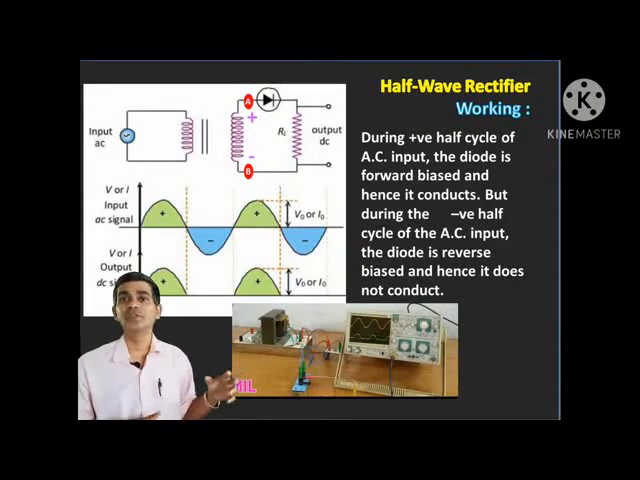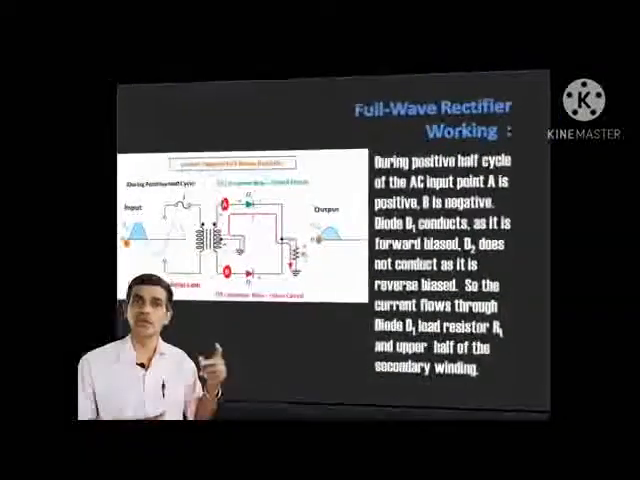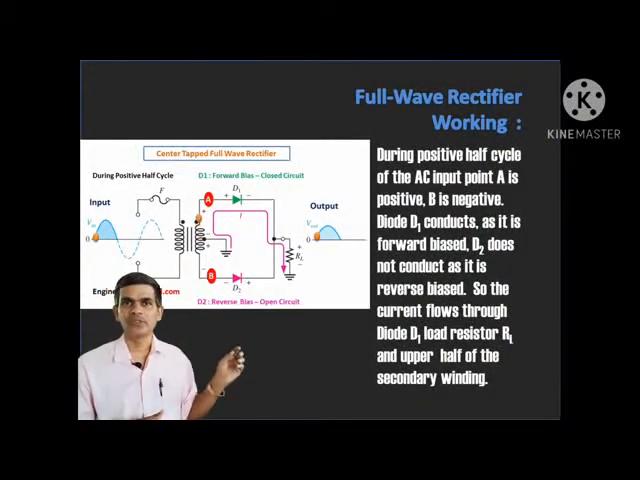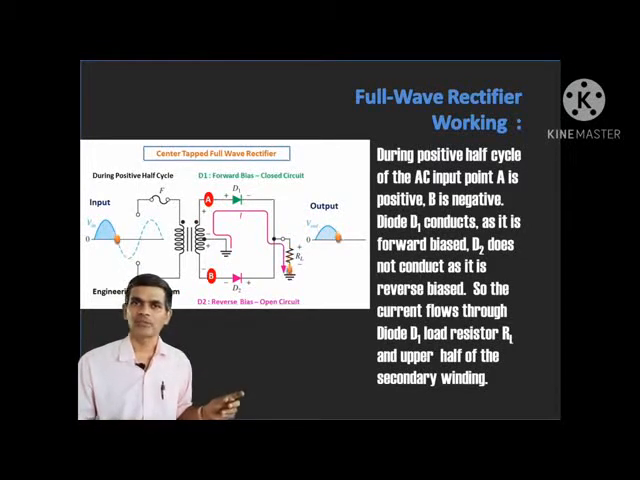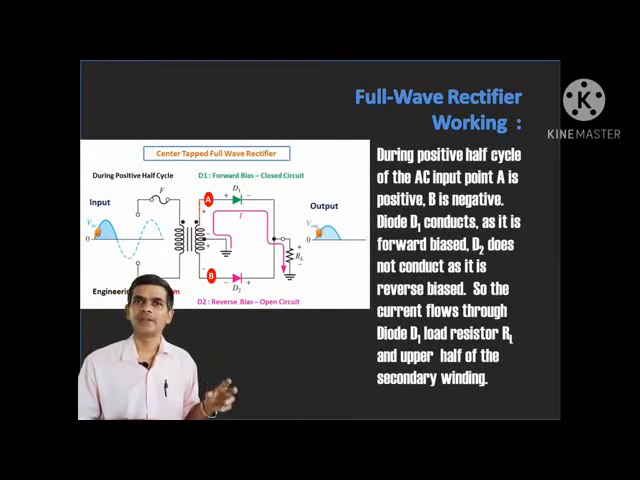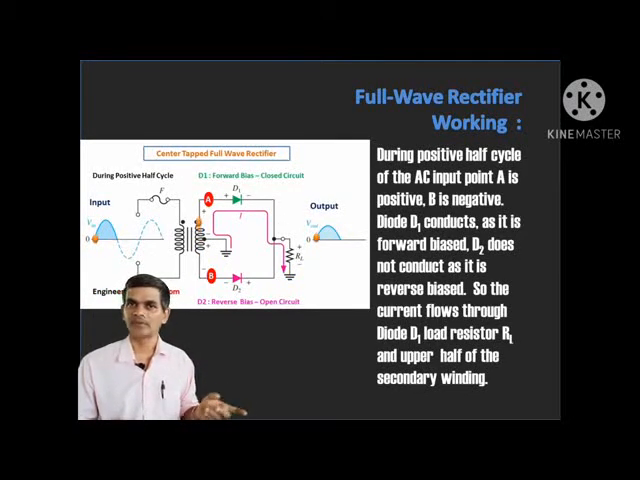Next we'll see the full wave rectifier. What is a full wave rectifier? Again it uses two diodes, as you can observe in the picture. Two diodes are connected to the secondary of the transformer, and to the primary of the transformer we give the AC input which is going to be rectified. In the secondary we have a center tap transformer, which means it has a center terminal, and the other two terminals are connected to the diodes. These two diodes are connected in parallel to the center of the transformer with the load resistance.